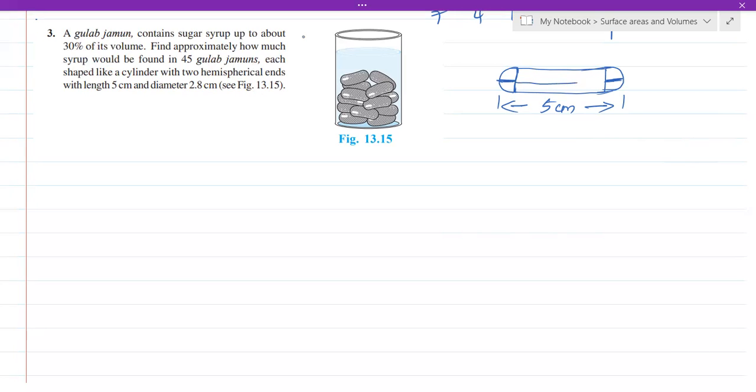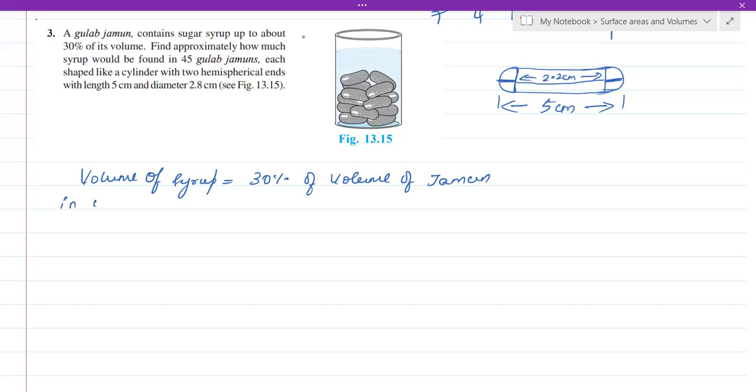So let me write it here. The height of the cylinder is 2.2 centimeter. Now, what is given in the question? Clearly in the question, the volume of syrup is given, that is equal to 30% of volume of jamun. Whatever is the volume of jamun, in that the 30% is the syrup itself. Now, this is for volume of syrup in 1 jamun, isn't it? This is for 1 jamun. Now, what we have to find is volume of syrup in 45 jamun, isn't it?